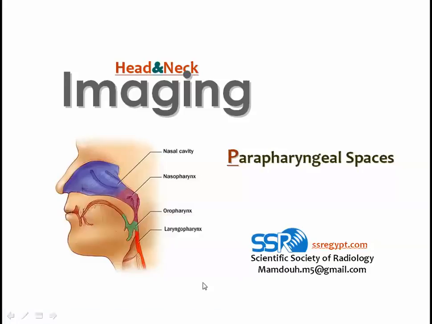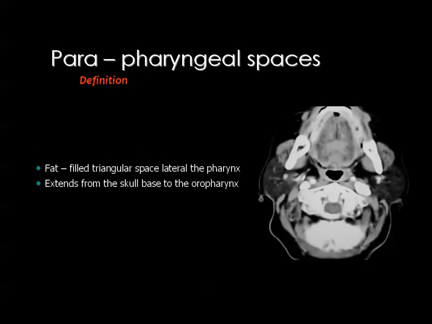In order to know the anatomy of the parapharyngeal spaces, you look in the axial images of the CT or MRI, and you identify the pharynx. This is the region of the oropharynx, and you look on either side of the pharyngeal air column, then you see a more or less triangular shaped area which is filled with fat. And this is the parapharyngeal space. It is intimately related to many of the spaces in the head and neck, or in the suprahyoid neck, and it is considered as a very important anatomic landmark for evaluation of this particular area.